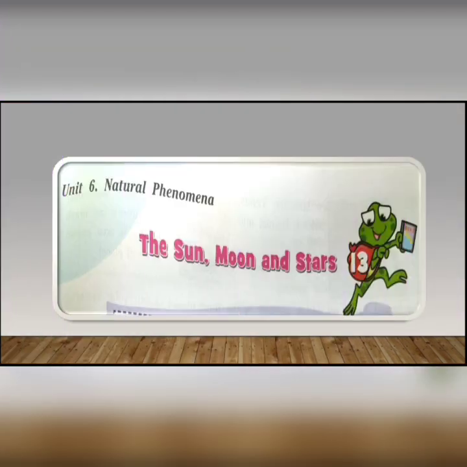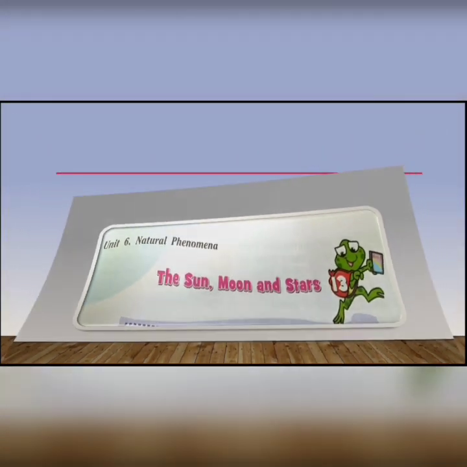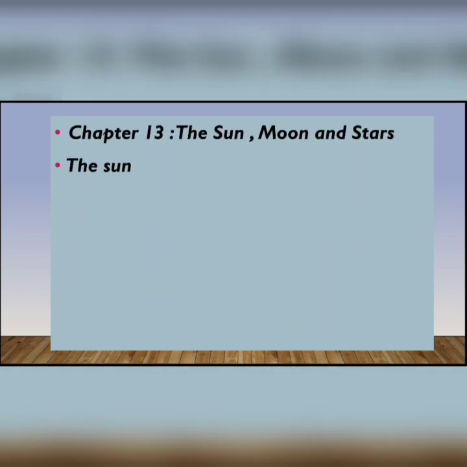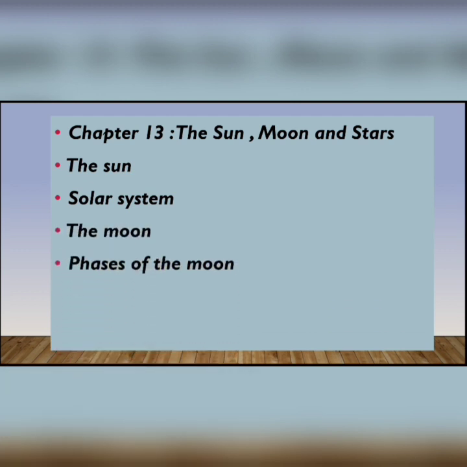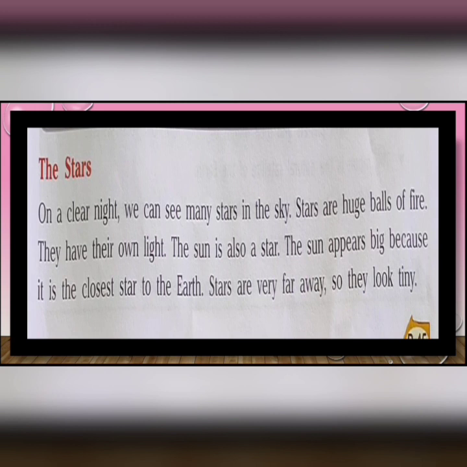In our previous class, we discussed some of the topics of chapter 13, the sun, moon and stars from unit 6, natural phenomena. Let us recall the topics that we discussed in our previous online class. We discussed the sun, the solar system, the moon, phases of the moon, and today we will discuss the remaining topics of this chapter, which are about stars, and after that we will discuss some of the question answers of this chapter. So let's start with the topic, the stars.